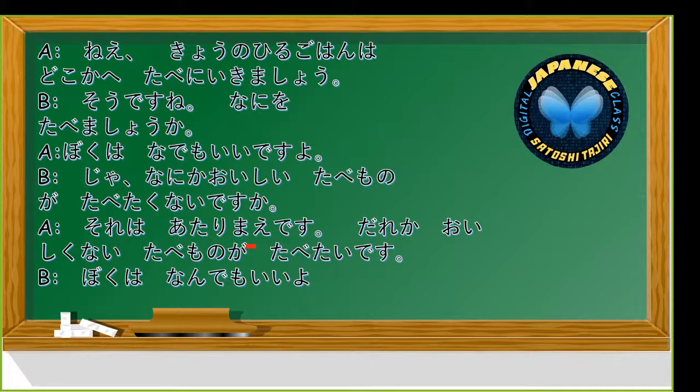Then we have our word atarimae. Atarimae means it's obvious. Dareka, it means someone. Someone oishikunai tabemono ga tabetai desu ka? Like saying here, who is someone who wants to eat a not delicious food? Okay. Then B says here, boku wa nandemo ii desu yo. Then he said here, me, I want anything that is good. Or you can say, nandemo oishii desu. Nandemo yasui desu. If you are budget conscious, anything that is cheap, you can also say that one.